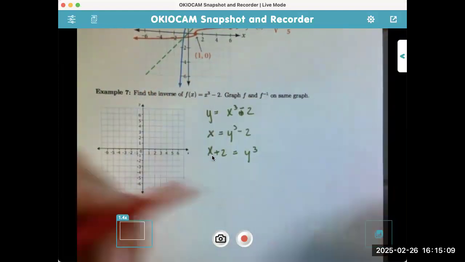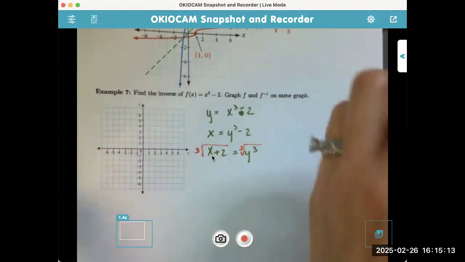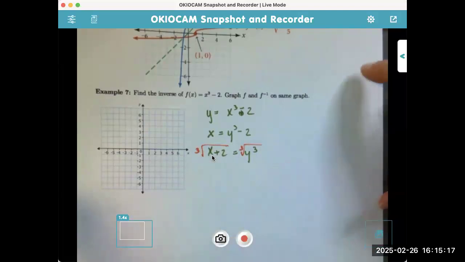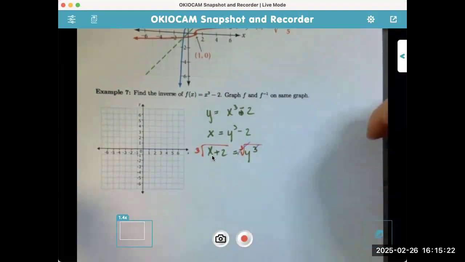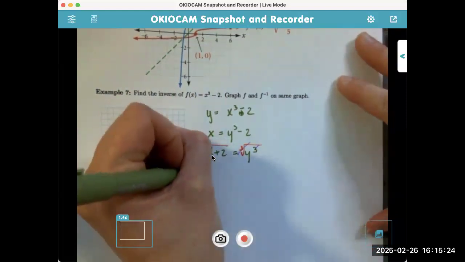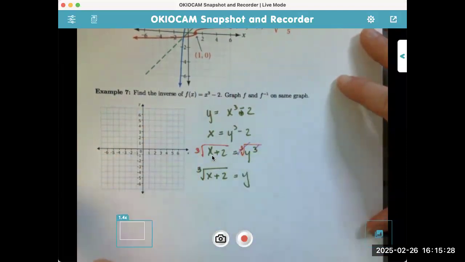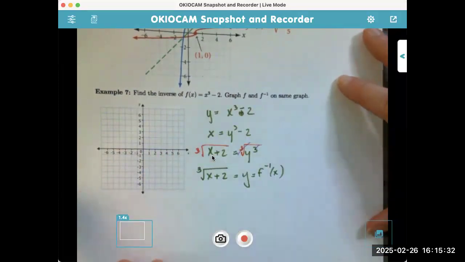Cube root both sides. So the cube root and the cube undo each other. I like the sound effects. All right, this is the cube root of (x plus 2) equaling y, which is f inverse. Perfect. Okay, great.